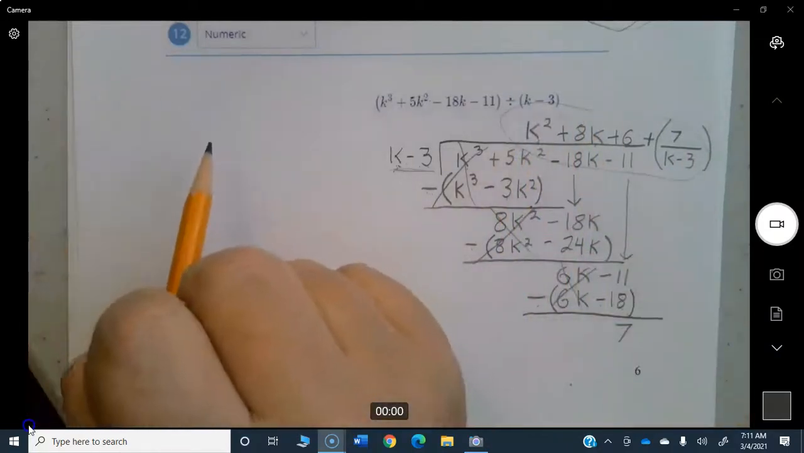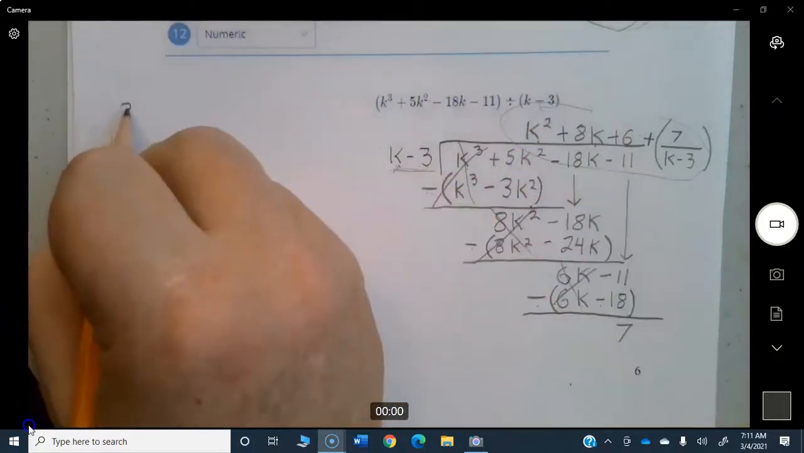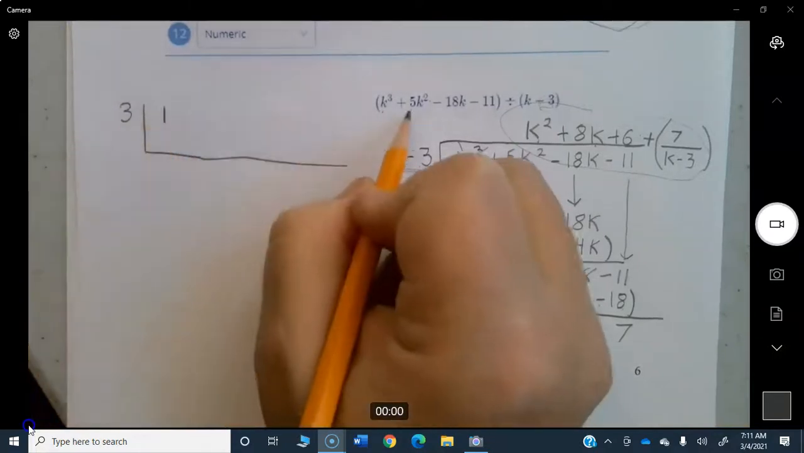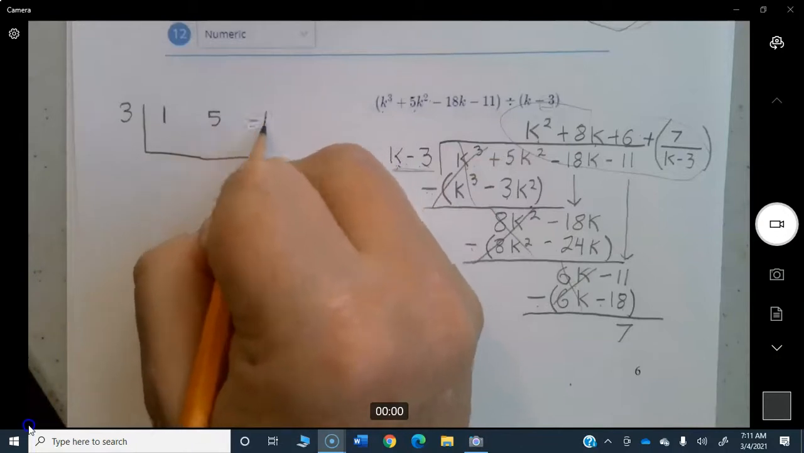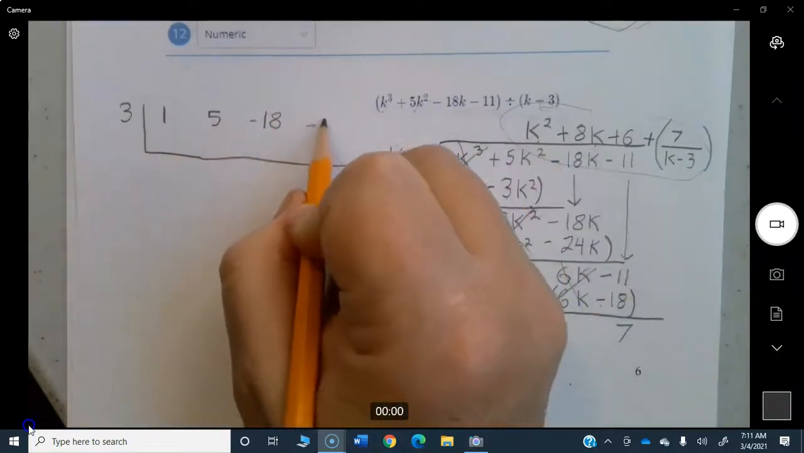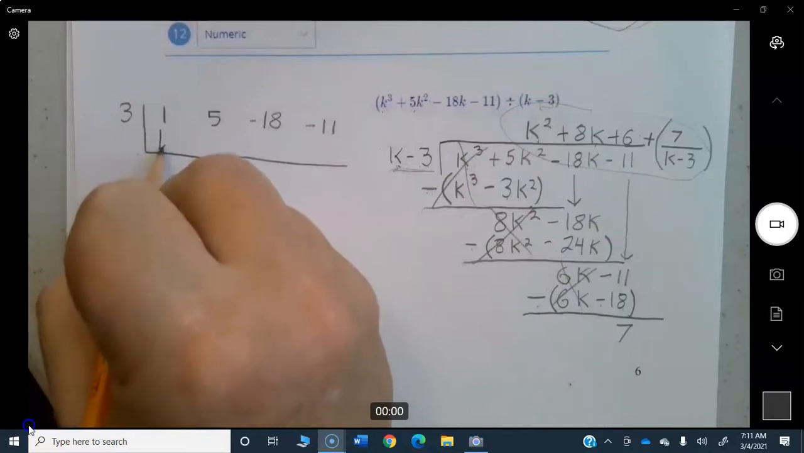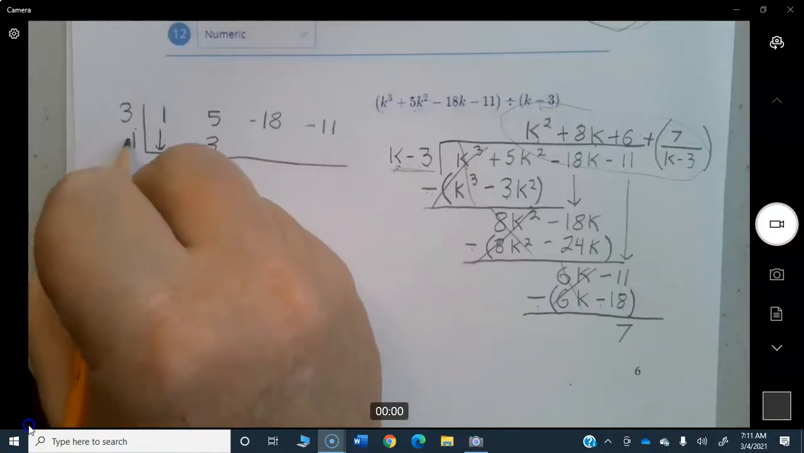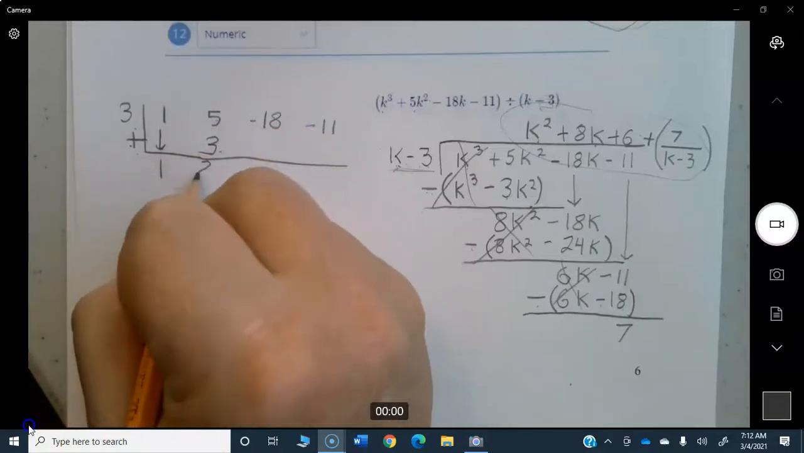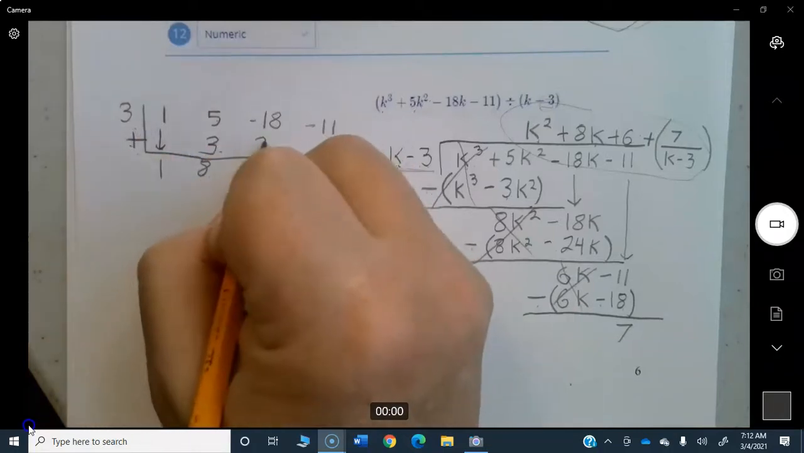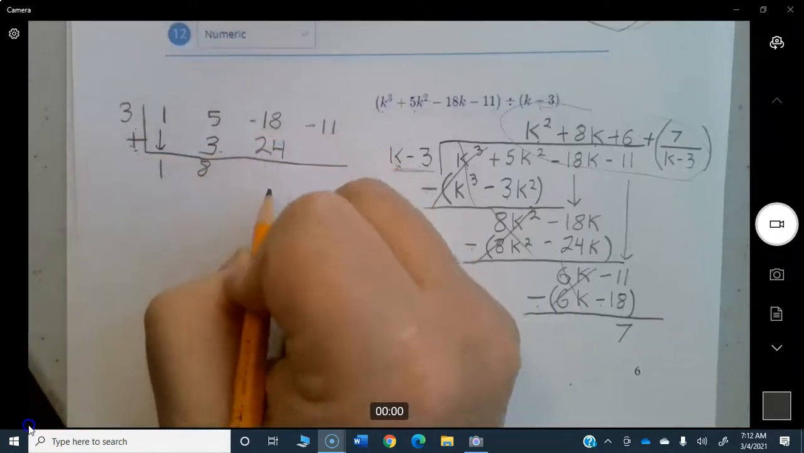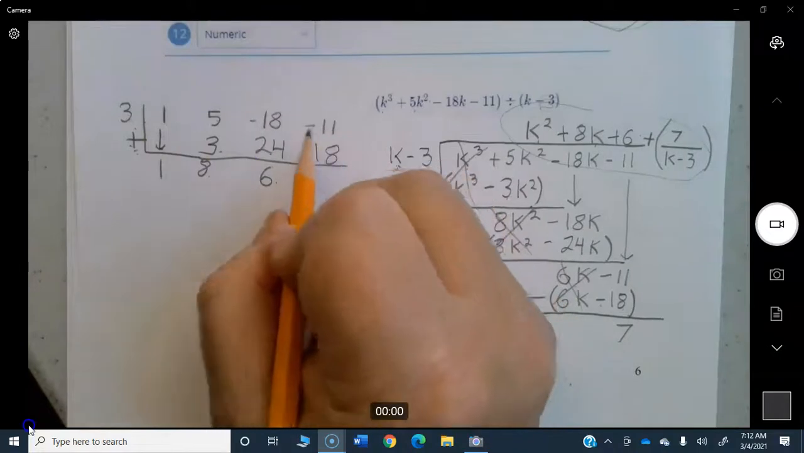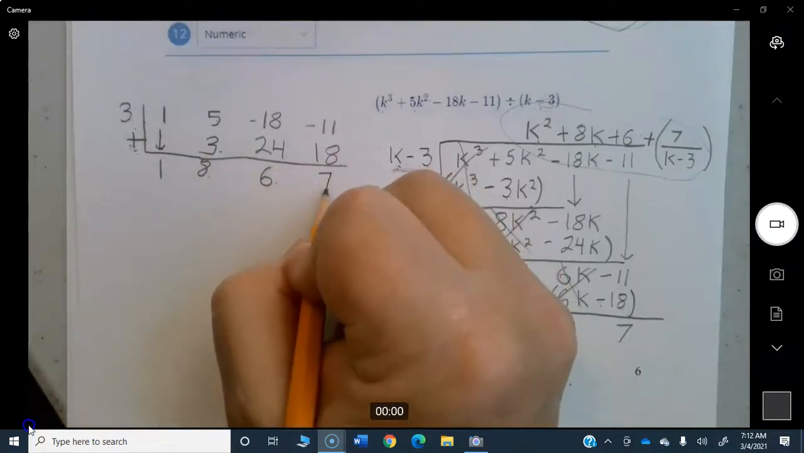Let's do it synthetically. So -3 here becomes positive 3. Upside down division bracket. You've got a 1, 5, negative 18, negative 11. First number simply gets pulled straight down to make that a 1. 3 times 1 is 3. And this is a plus, an addition, so 5 plus 3 is 8. 3 times 8 is 24. Negative 18 plus 24 is positive 6. 3 times 6 is 18. Negative 11 plus 18 is going to be positive 7.